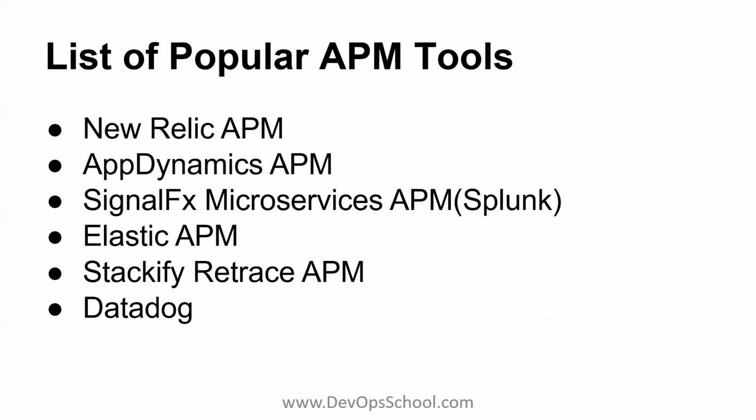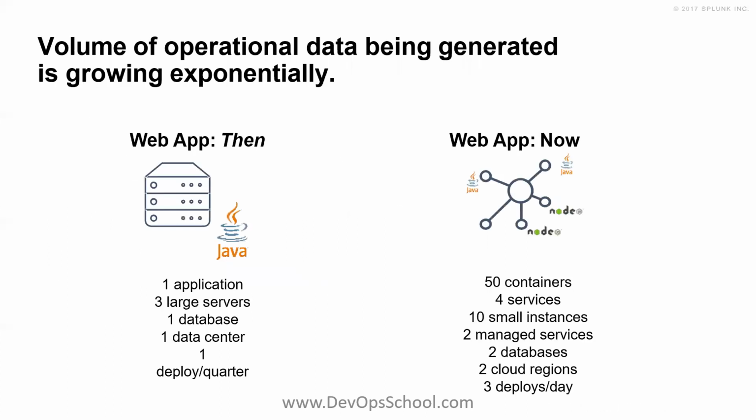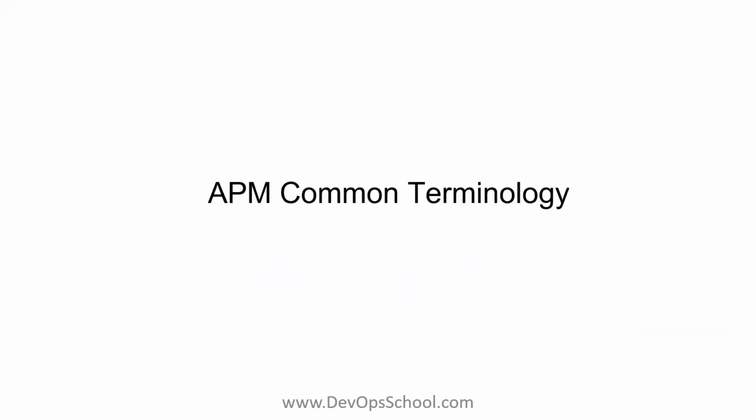So which are the popular tools in the APM category? We have New Relic, which is a market leader, AppDynamics, Splunk also. Splunk was not having it. SignalFx was acquired by Splunk, so they got it. Elastic APM, Stackify Retrace, and Datadog. So these are the tools which are popular in the market. Okay. So challenges, I'll just ignore this discussion.